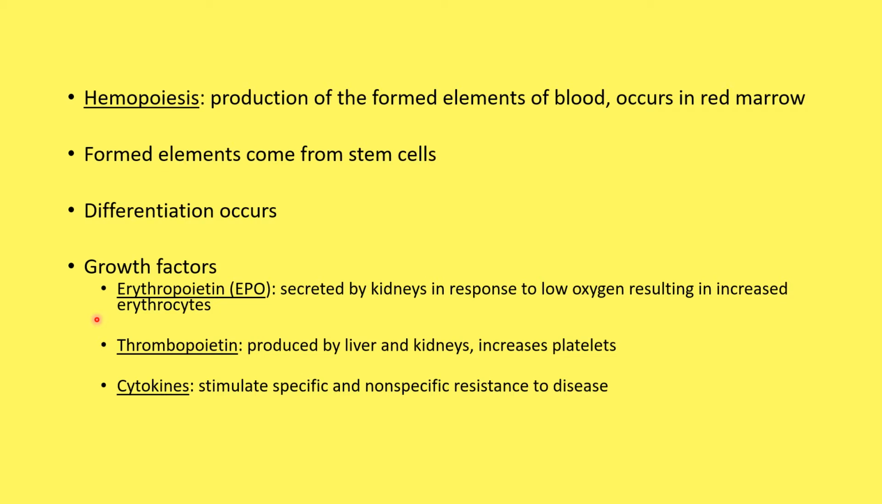Because oxygen binds to the red blood cells. So if you have low oxygen, how are we going to get that oxygen level up? Well, the oxygen needs something to bind to, so increase the red blood cells. Thrombopoietin is also produced by the liver and the kidneys, and this is going to increase the platelets. Cytokines, these will stimulate both what we call specific and non-specific resistance to diseases.